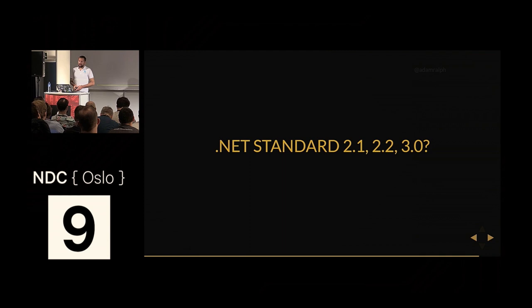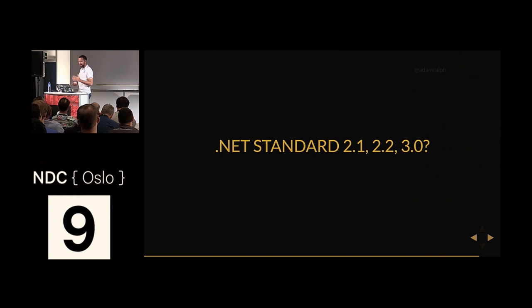.NET Standard 2.1, 2.2, 3, what's going to happen in the future? So another thing I've been asked is that every version of .NET Standard is bigger than the previous one. So does that mean that as the new versions are released, it's going to put a lot more burden on platform providers to support those new versions of the .NET Standard? And the answer to that question is yes. It is going to put more burden on them.